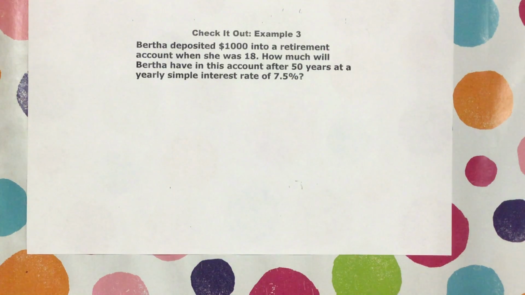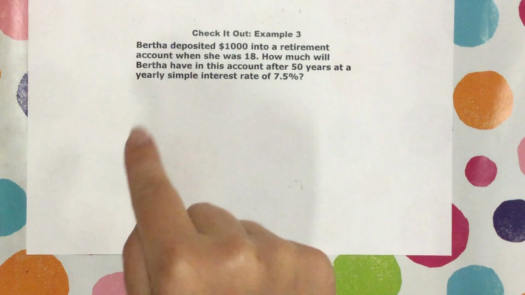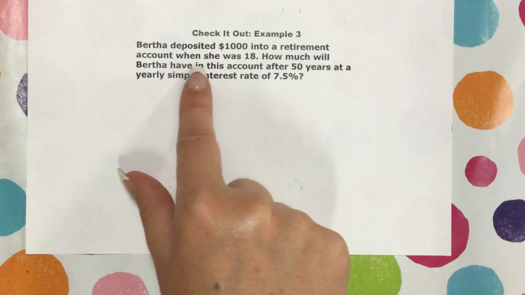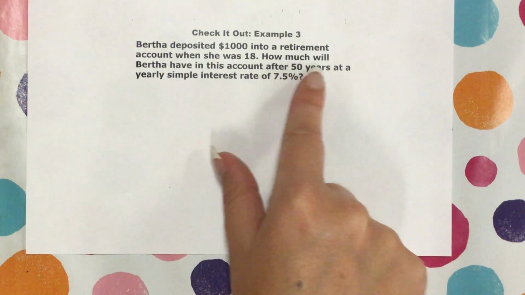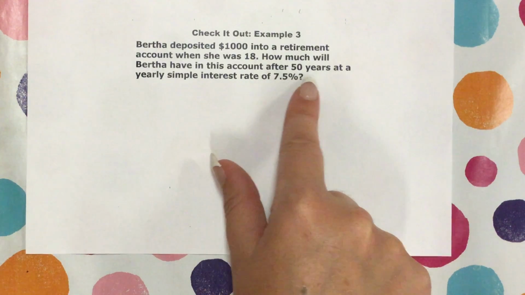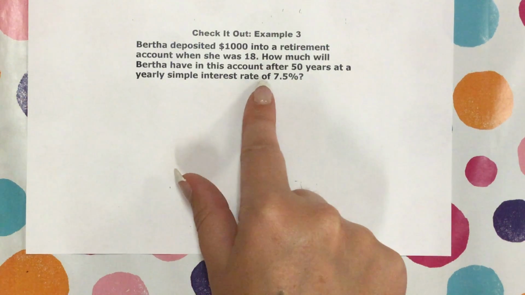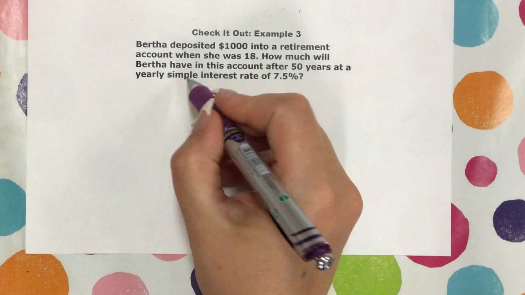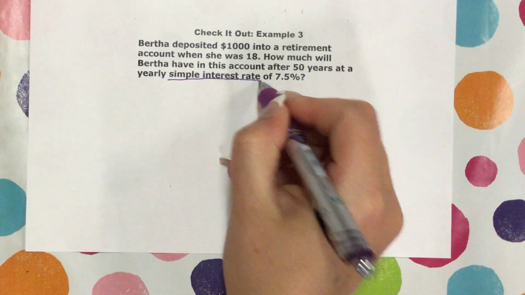All right, we're back with Check It Out example 3. Let's go ahead and read it. Bertha deposited $1,000 into a retirement account when she was 18. How much will Bertha have in the account after 50 years at a simple interest rate of 7.5%? Okay, we know that we're dealing with simple interest, so that means we can use our formula.